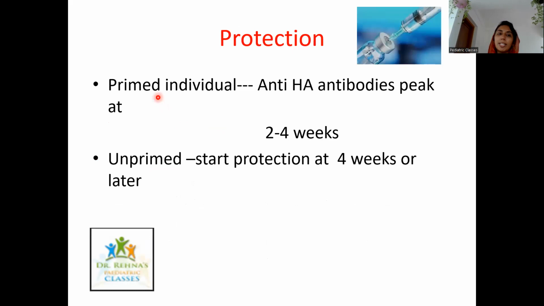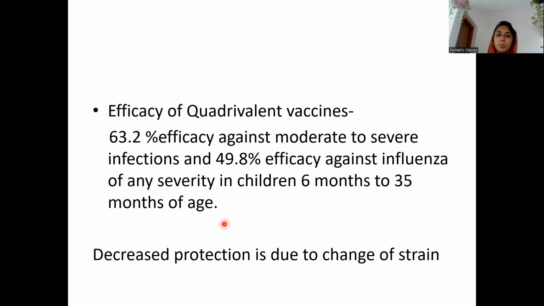So how much is the protection? See, please note, there is a primed individual and an unprimed individual. Primed individual means who has already taken a vaccine previously. So in those people, once you give a shot, the antibodies peak at around 2 to 4 weeks. Whereas an unprimed person will start protection 4 weeks or later. So that's why we are telling, before the season, at least 2 weeks prior, we should be giving the flu vaccine for a primed individual. For unprimed, better we start at least 4 weeks before.